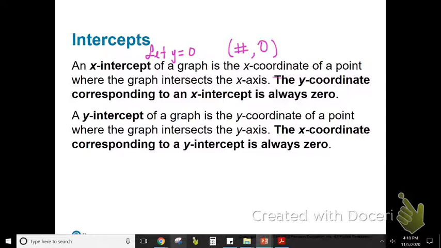A y-intercept of a graph is the y-coordinate of a point where the graph intersects the y-axis. The x-coordinate corresponding to a y-intercept is always 0. So for the y-intercept, you're going to let x equal 0. And when you write it as an ordered pair, y is going to get the number because it's the y-intercept, and x we're going to let equal 0.